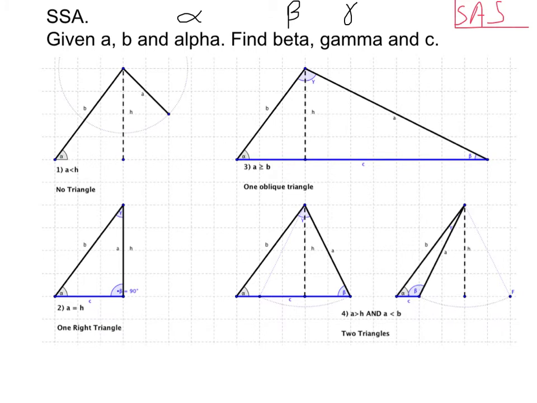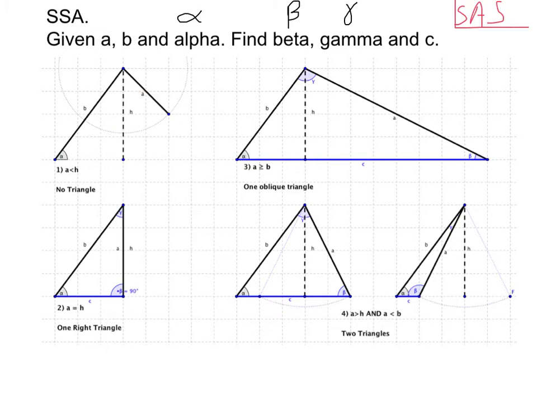so I can imagine swinging this side around, and it's not going to meet this third side down here. It would meet right here, but then I've changed the length of B. So that would be no triangle possible here. If A is less than H, I have no triangle possible.